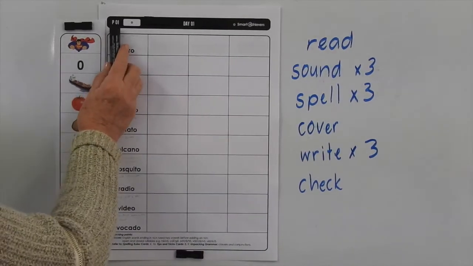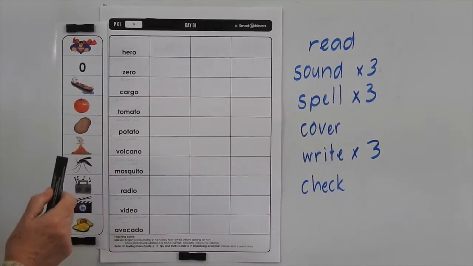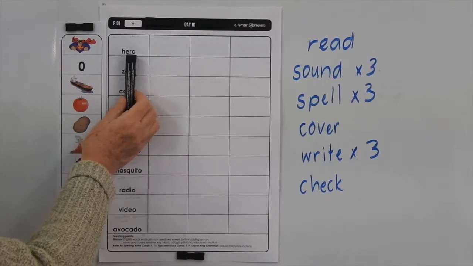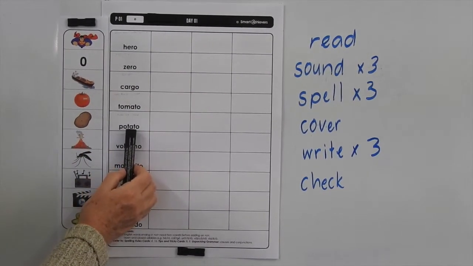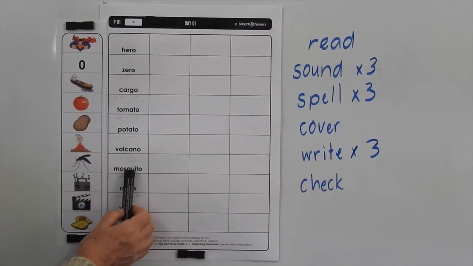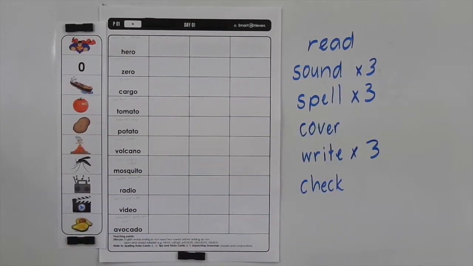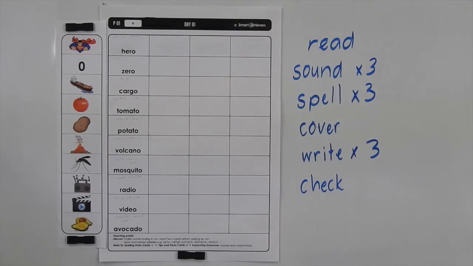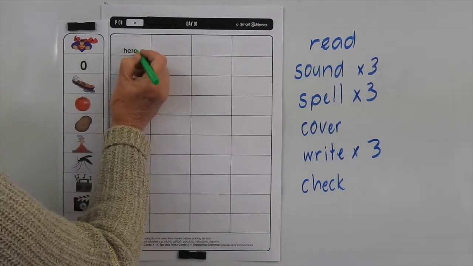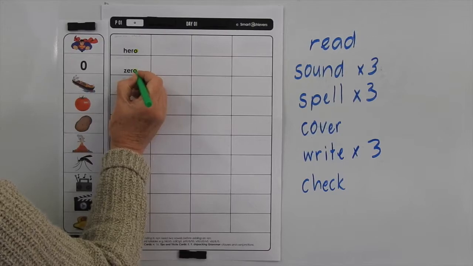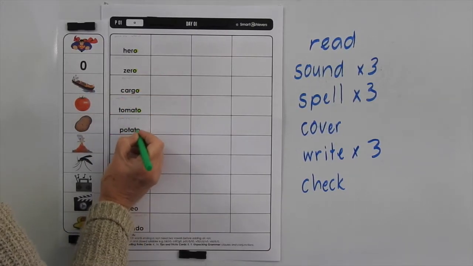This is level P, list 1, and we're doing the day 1 page. And today our words are hero, zero, cargo, tomato, potato, volcano, mosquito, radio, video, avocado. So let's choose a colour and go through and highlight. That O at the end of all of these words is making the long O sound.